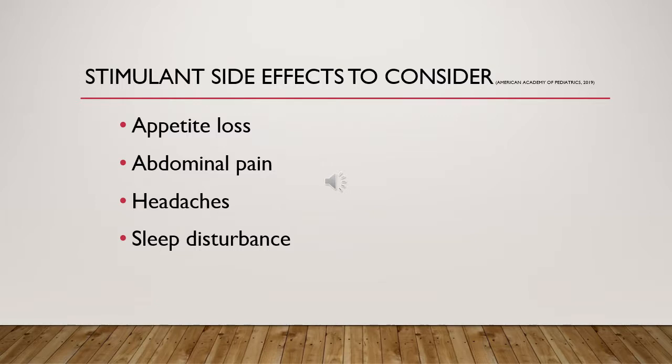Now, the most common side effects of stimulant medications to consider include appetite loss, abdominal pain, headaches, and sleep disturbance. Watching children closely for these adverse effects is important. Loss of appetite can lead to growth restriction if the child becomes malnourished. Abdominal pain can further increase the chances of poor appetite. Sleep disturbance can occur, especially if the medication is taken too late in the day. So watching a child's growth and development as well as their vital signs at each visit is important.